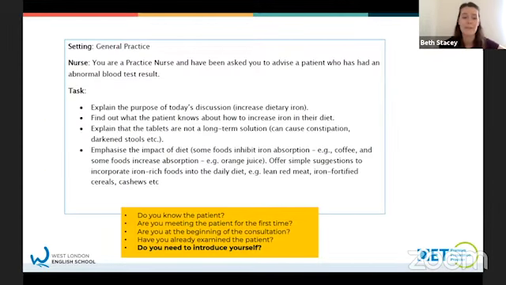Well, definitely. If we look at task 1, explain the purpose of today's discussion. So you are right at the beginning. You haven't examined the patient because of that first task is the introduction. So yes, you do need to introduce yourself here. So you could begin here by saying, good afternoon, I am Nurse Beth, and I'm here today to talk to you about blah, blah, blah. Let's have a look at another example.